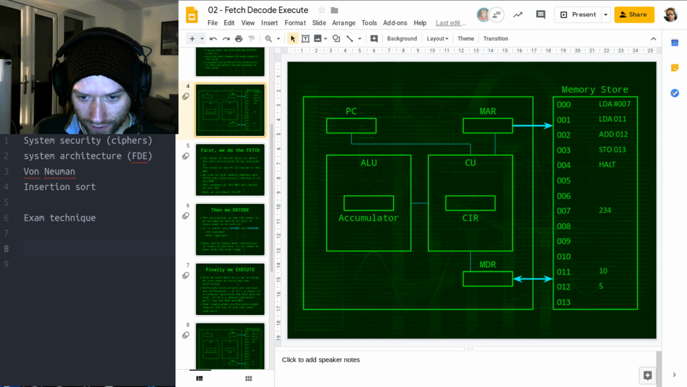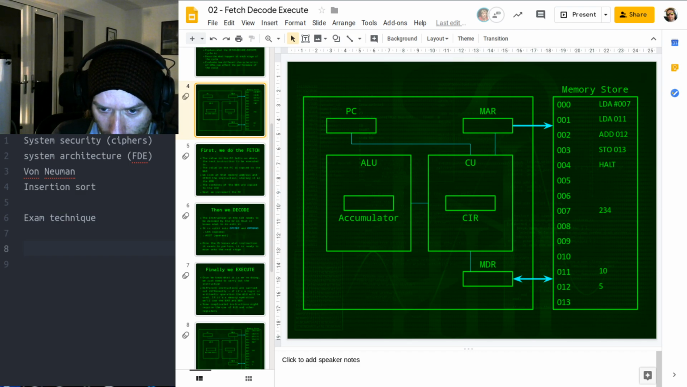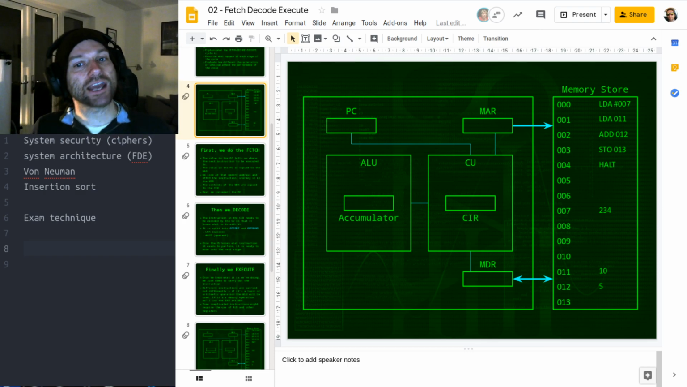It's not Pringle counter. Pringle counter is not a thing. What does MAR stand for? Memory address register is correct. Okay, and we've got the MDR, which is what? The memory data register is correct. We've got the CIR. CIR? Current instruction register. Good. And the accumulator, which is often abbreviated to ACC.